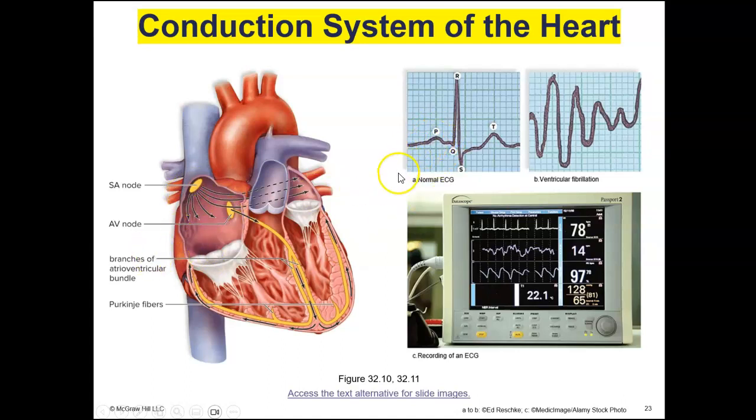The P wave shows the electrical signal from the SA node, and then you're going to see the mechanical event, which is the contraction of the atria. Then with the QRS, once that peak comes up, you're going to see the ventricles contract. And once you see the T wave come up, the ventricles relax. To the right, picture B, you can see what an ECG looks like whenever the ventricles are in fibrillation.